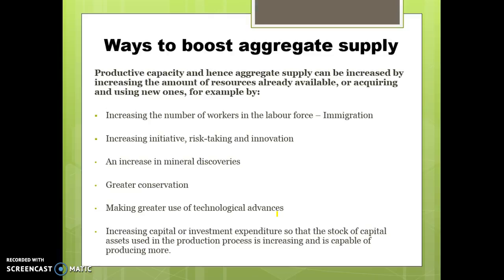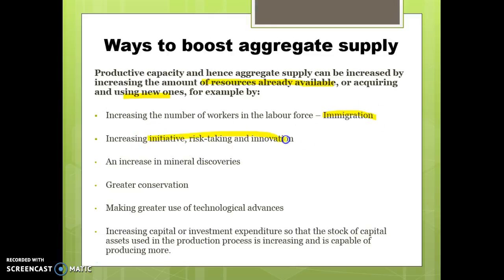Ways to boost aggregate supply. Productive capacity and aggregate supply can be increased by increasing the use of the amount of resources already available or by acquiring new resources. So that can be done via, for example, trying to boost our participation rates through immigration. Could also be through boosting the pension age or childcare subsidies, something like that.